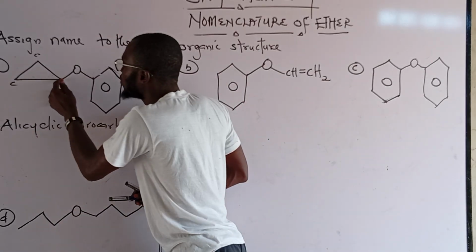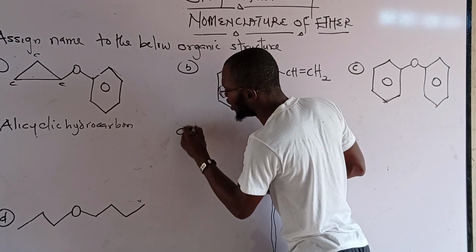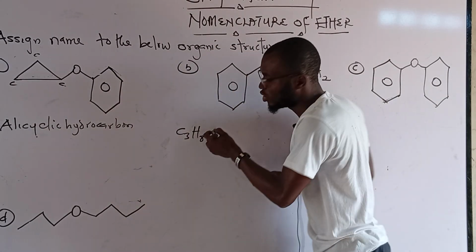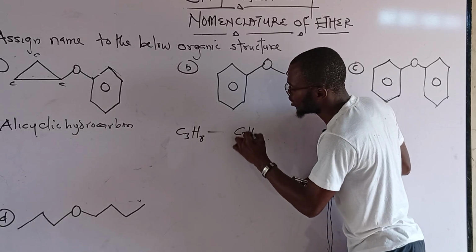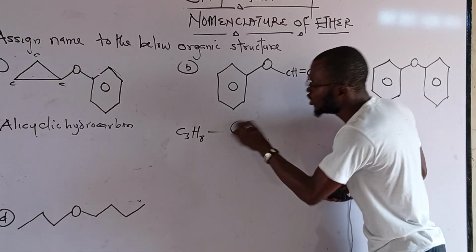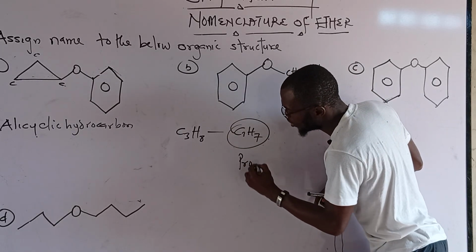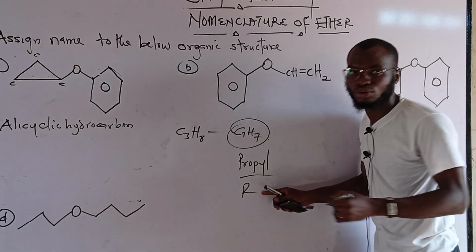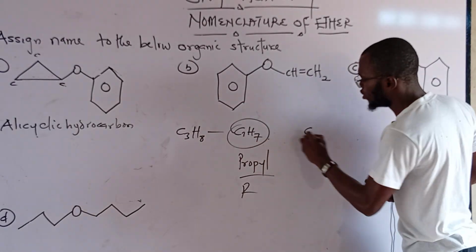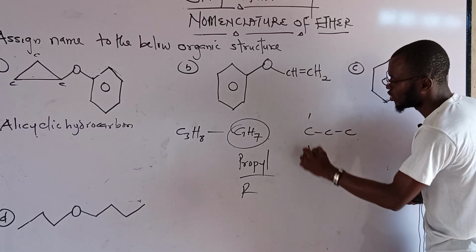But you know, this particular propane is C3H8. When you deduct one hydrogen from it, it becomes C3H7. This one becomes a propyl alkyl group. But what type of propyl? You know, normal propyl is like this.